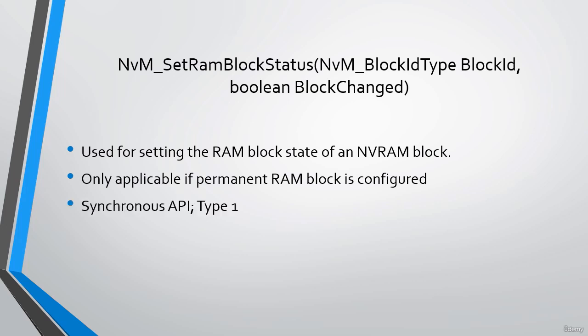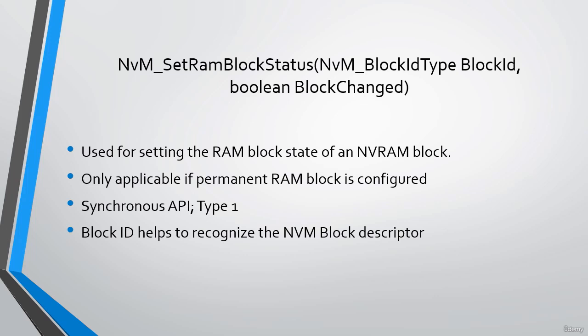Now it's a synchronous API, and it's of type 1 category. The block ID here will help us to recognize which is the NVM block descriptor. What is an NVM block descriptor? This is also a new term, so I'll just briefly explain what an NVM block descriptor is.